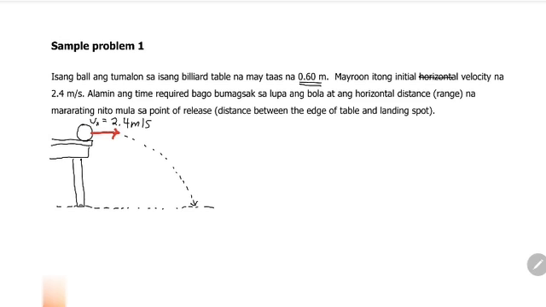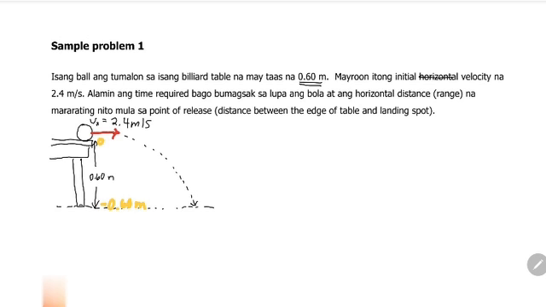Also, taas ng billiard table ay 0.6 meters. So, this one is 0.6 meters. Pero like in free fall, di ba? Since the ball is going down, actually we have to deal with the negative axis. So the release point is the 0. This point is the negative 0.60 meter mark.